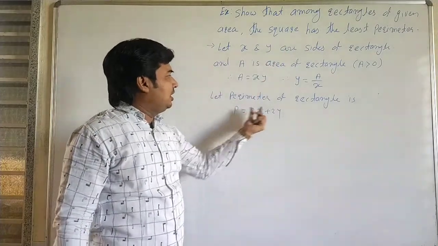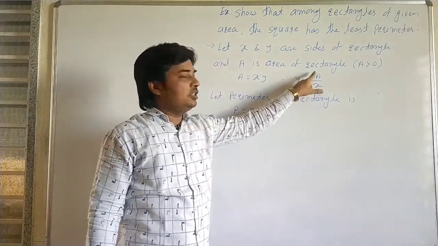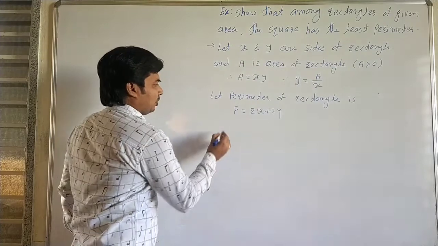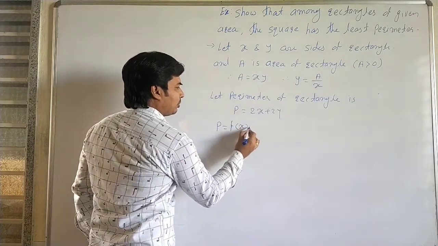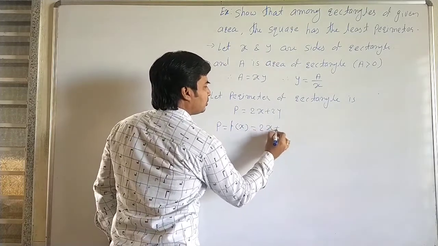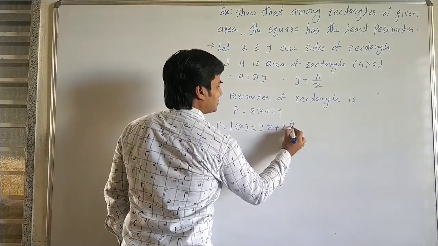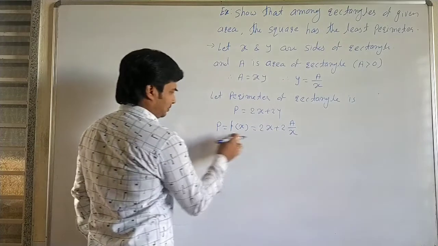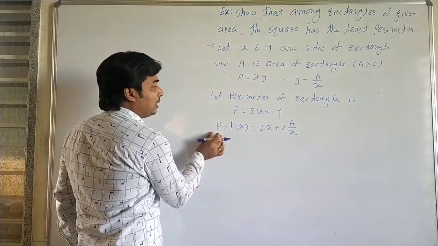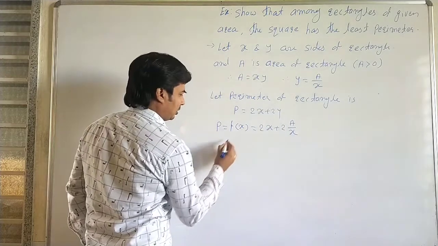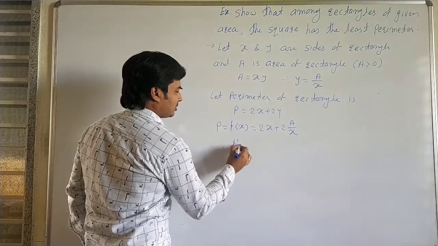Therefore, P is a function of x, where y is equal to A by x. Now P can be written as P is equal to f of x, that is 2x plus 2 into A by x. Here f of x is the perimeter function, therefore differentiate with respect to x.